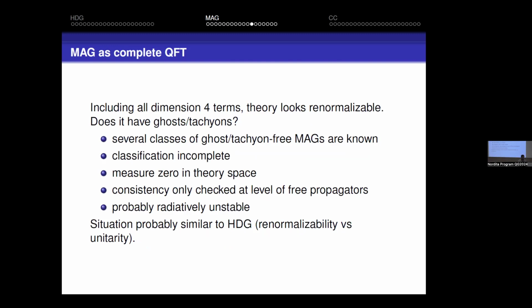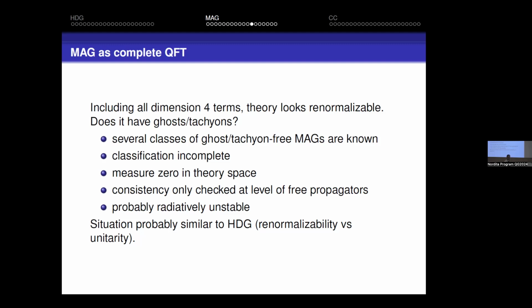Now, suppose that you have some of these propagating degrees of freedom. What do they look like? Sorry, so let me start again. I've been talking of this metric-affine gravity so far as an effective field theory.